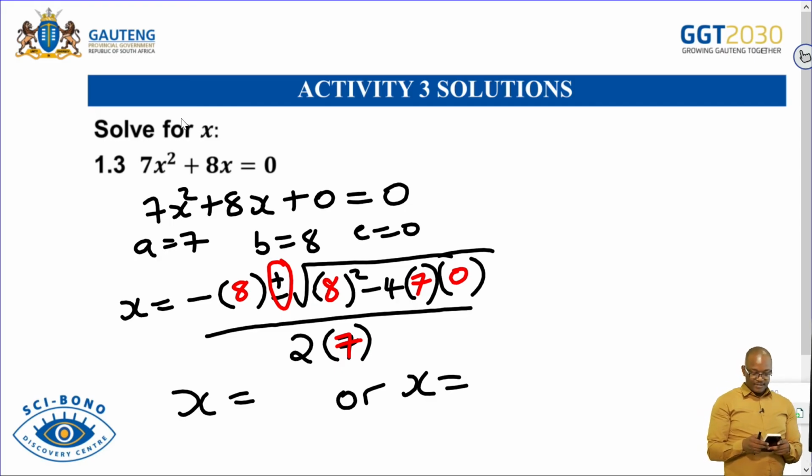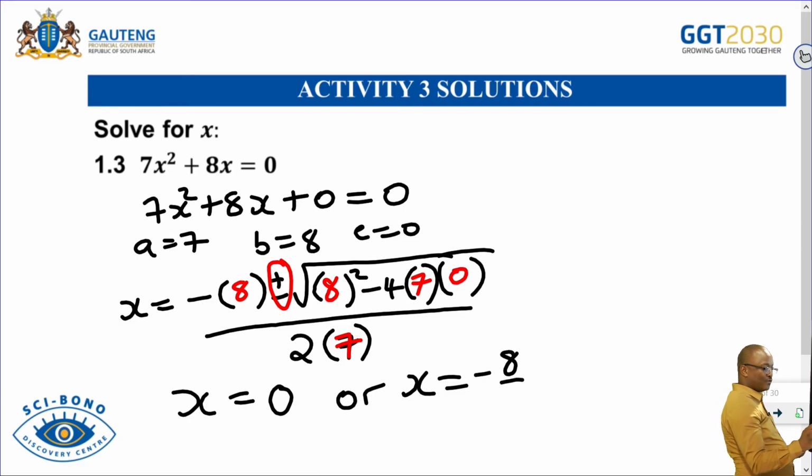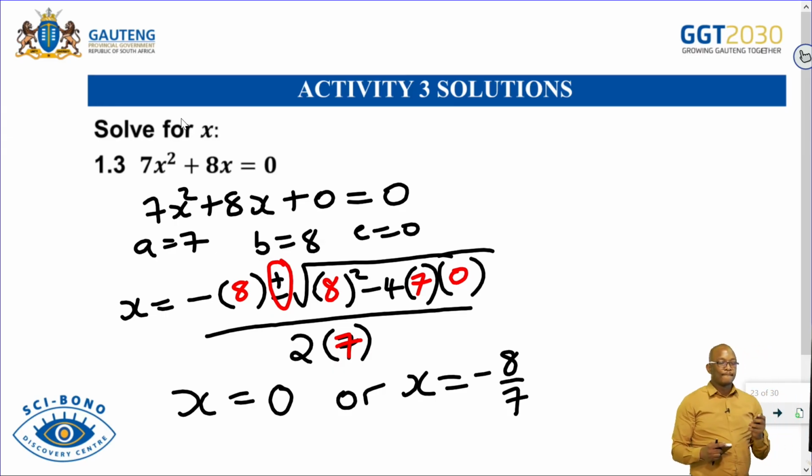8 as B, then you will have 8 squared, then you will have negative 4 multiplied by 7, and also 0, then you will have 2 into 7. Then the first one that you get there is going to be 0, and the second one that you get there is going to be negative 8 over 7. So that's how you can solve that using a quadratic formula.